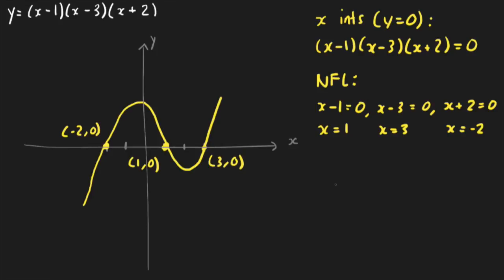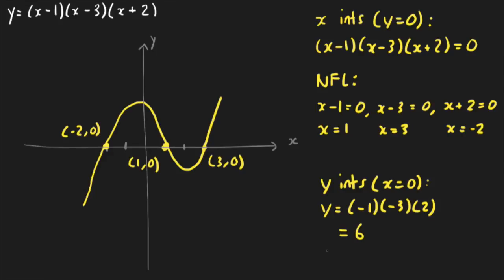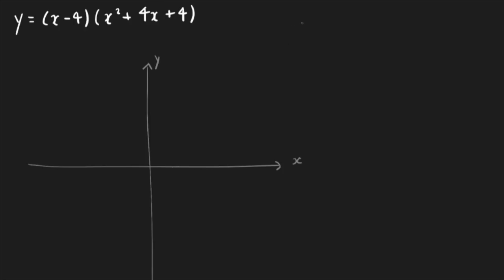And the last thing we need to do is find the y-intercepts. To do that, we make x equal to 0, and what do we get? We get y equals negative 1 times negative 3 times 2, just subbing in 0 into this formula. And what do we get? We get 6. So this point here is 0, 6. Awesome. Next example. We've got another example here, and we're going to tackle it the same way.